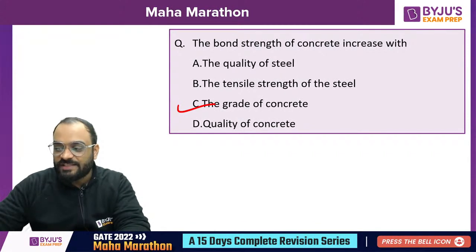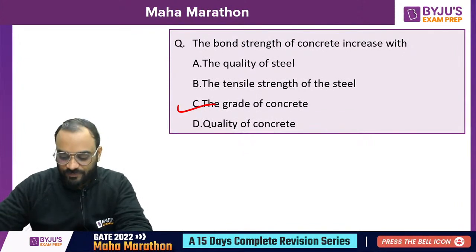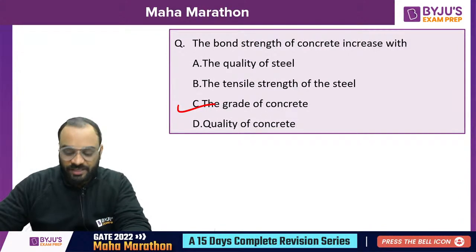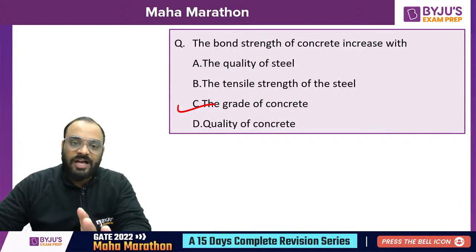But what about the tensile strength of steel? It will depend upon that also or not? Yes, because if we have mild steel and if we have HYSD bar, in case of HYSD bar the value will get increased. So tell me, guys, which of the following options can be correct? The answer should be B and C.